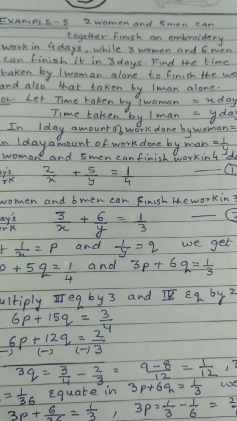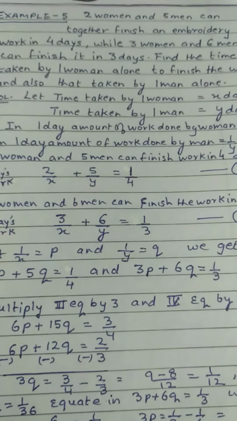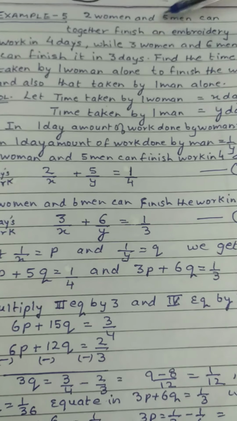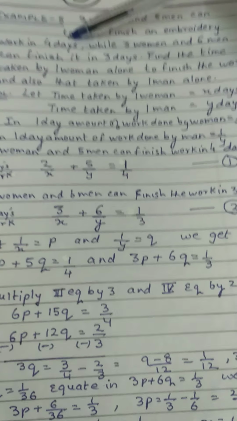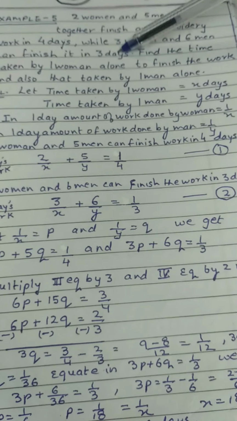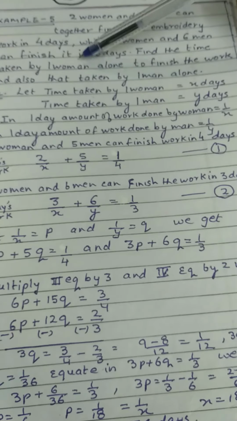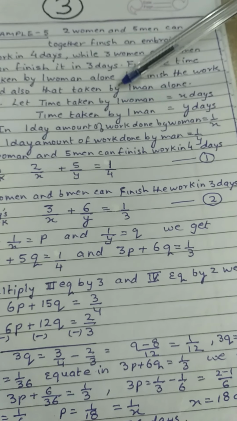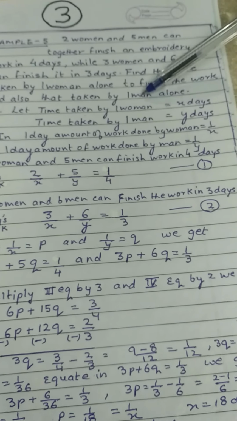Let us do example 5. It is a story type problem. 2 women and 5 men can together finish an embroidery work in 4 days, while 3 women and 6 men can finish it in 3 days. Find the time taken by 1 woman alone to finish the work and also the time taken by 1 man alone to finish the work. This is how we do it.